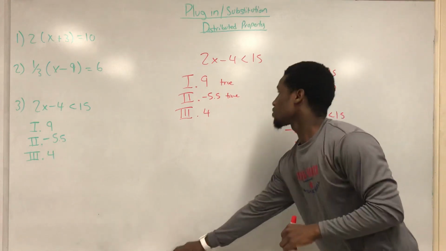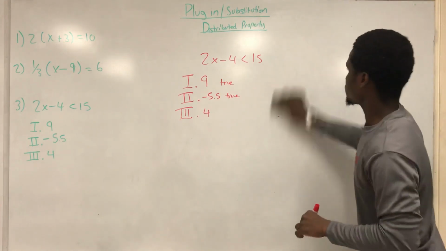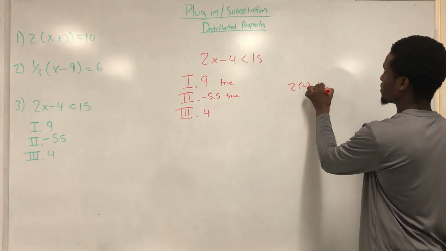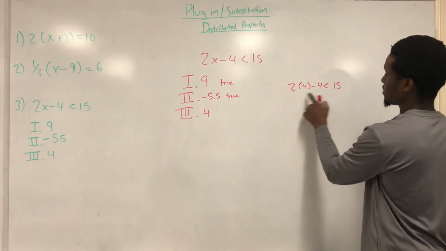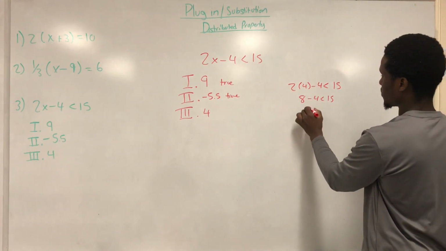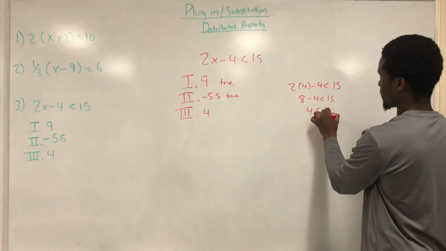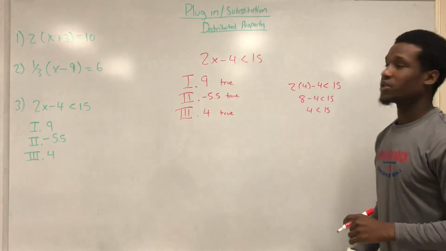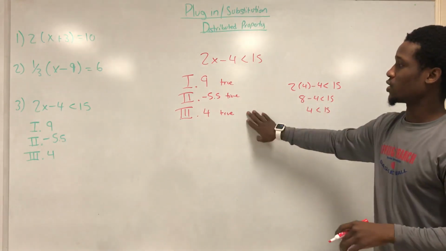Alright, now let's go ahead and try our last one. 2 times 4 minus 4 is going to be less than 15. 2 times 4 is 8. 8 minus 4 is 4, which is less than 15. So this is also true. Alright, so it just turns out that all of these are true.